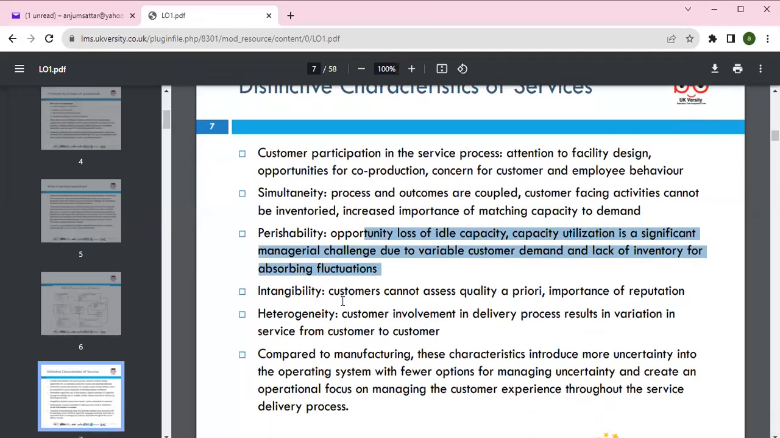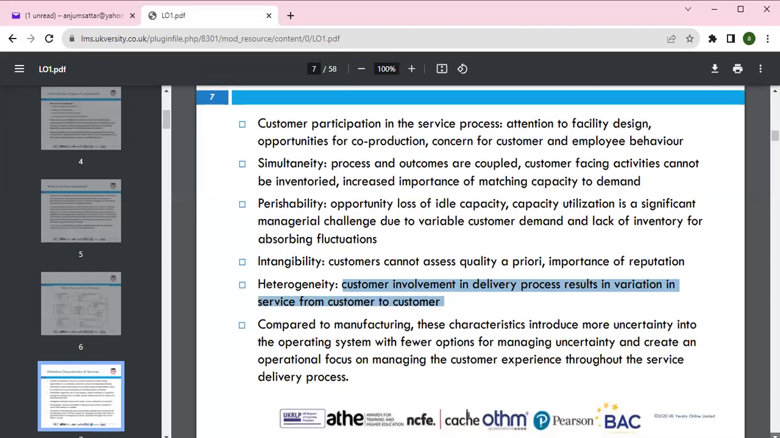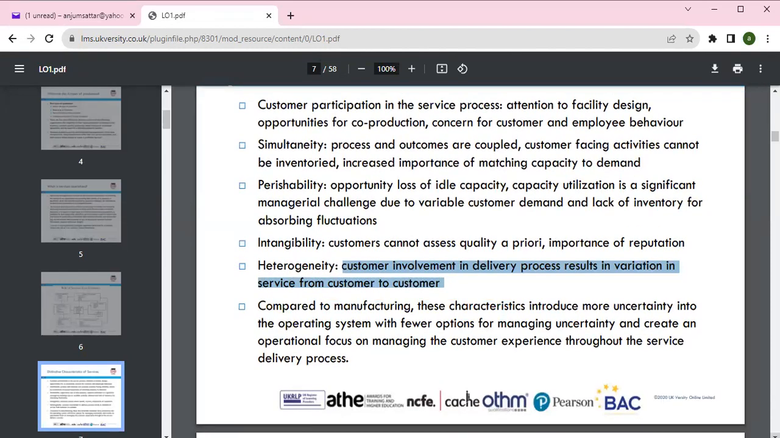A service is intangible; it has no physical substance. It is also heterogeneous: customer involvement in delivery results in variation of the service, because it's very difficult to standardize, as it is linked with various elements such as customer behavior and your employees' behavior on that particular day. Compared to manufacturing, these characteristics introduce more uncertainty into the operating system and leave fewer options for managing uncertainty.